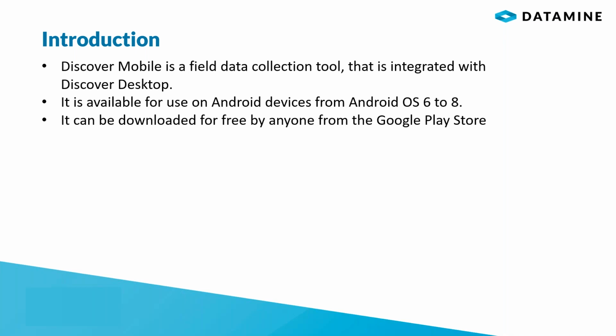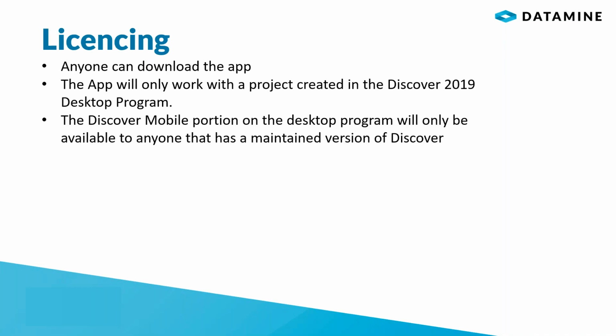That leads us to our next slide, which is the licensing behind Discover Mobile. Now, as I said, anyone can download it, but the app will only work with a project that was created in the Discover 2019 desktop program, which I will demonstrate shortly. The Discover Mobile portion on the desktop will be available to anyone that has a maintained version of Discover. Therefore, you don't have to pay extra. It's not a separate product. And if your license is maintained, you can use the app.